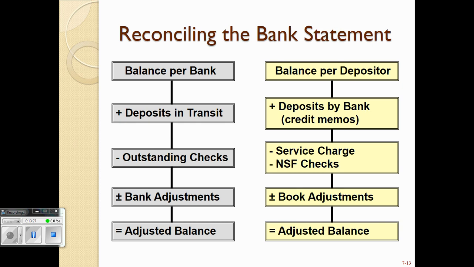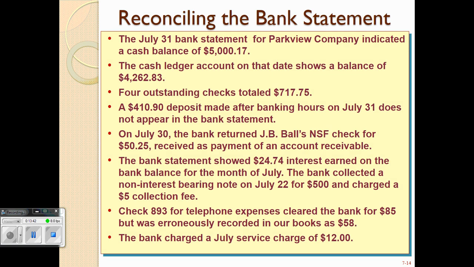One quick note: anything that we do over there on the yellow side, to the balance per the depositor, we're going to need to make journal entries for. Anything on the gray side, we do not need to make journal entries for. Anything on the yellow side, we're going to need to make appropriate journal entries.